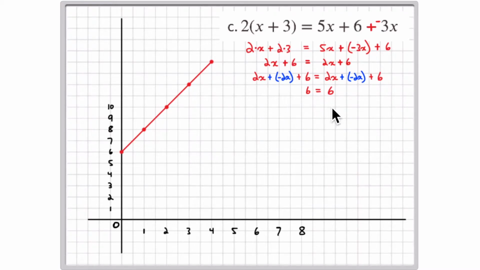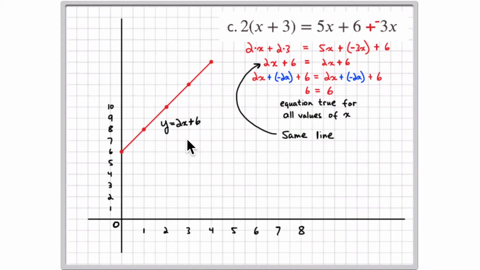Y equals 2x plus 6. So y equals 2x plus 6 is the same line.